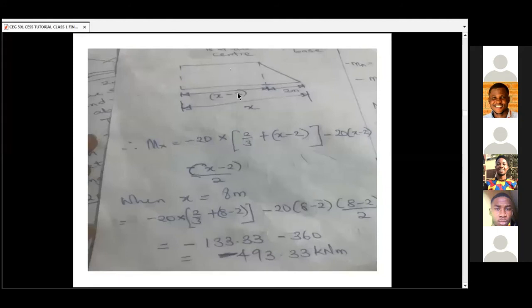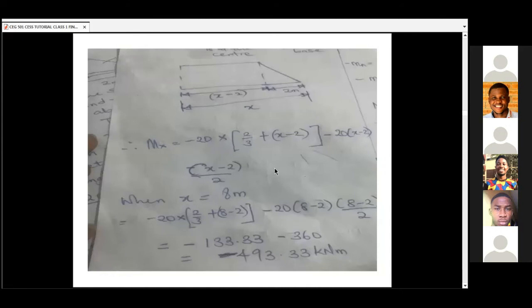So are we clear? Now, when we have derived this formula, we can now say when x equals 8, and then we would get that. Okay, so I think everybody is okay.